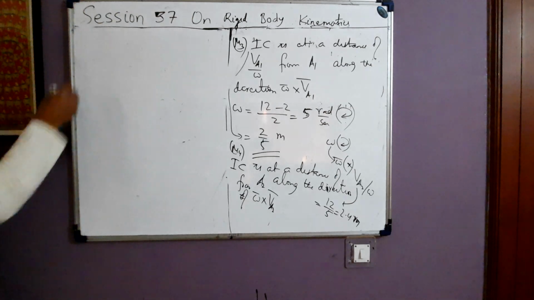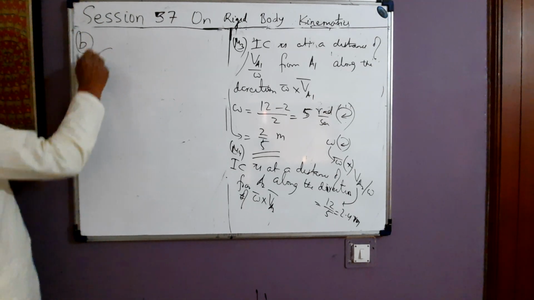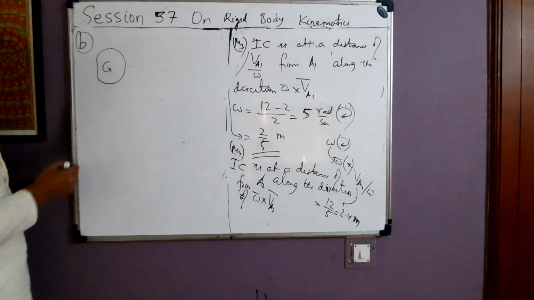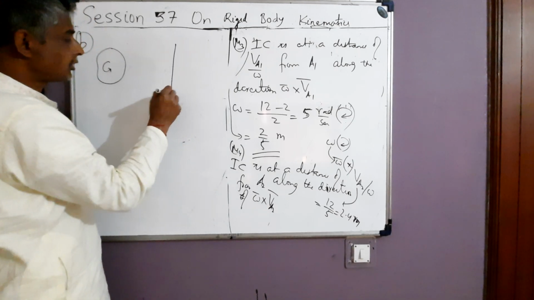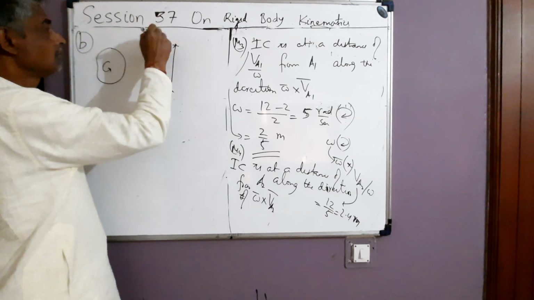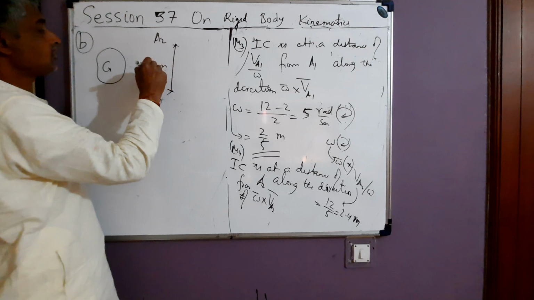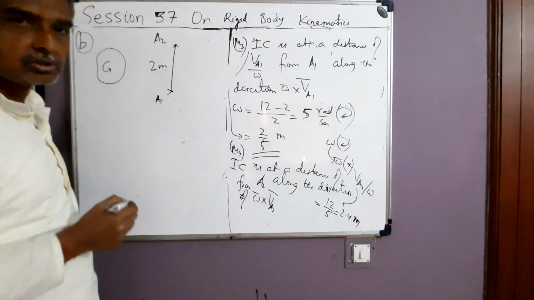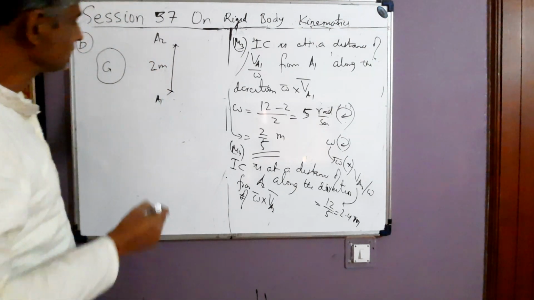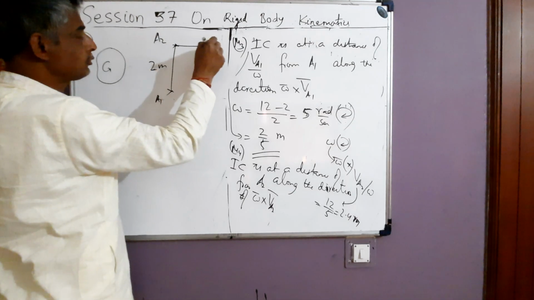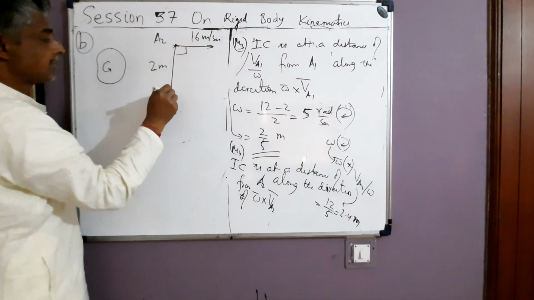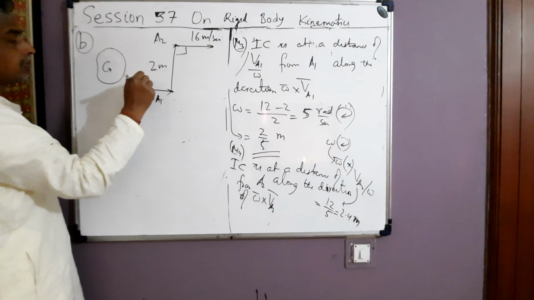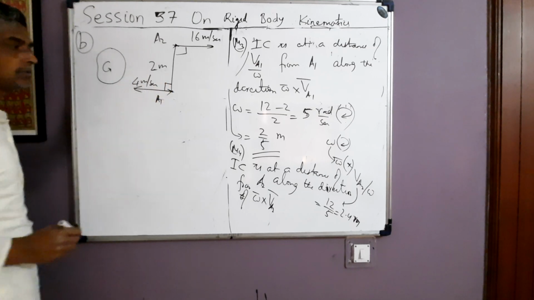Now I take another question. See, this is the ground frame, frame F. F is ground, M is rod frame as usual. This is the rod A1, A2. Length of the rod is 2 meter. Velocity of A2 is 16 meter per second rightward. And velocity of A1 is 4 meter per second rightward.